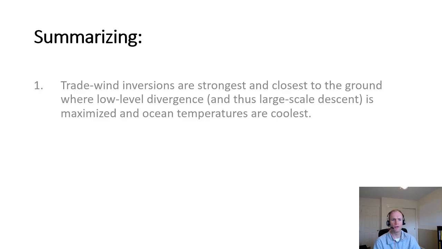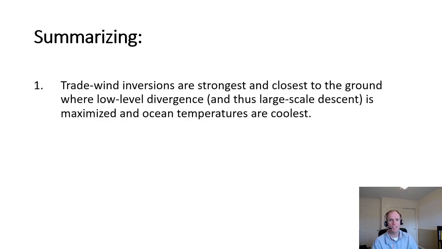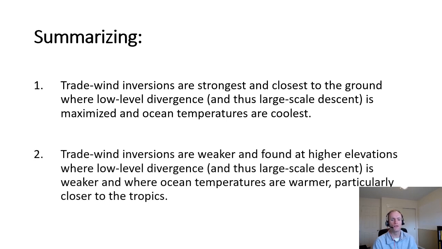So putting it all together, the trade wind inversions are strongest and closest to the ground where that low-level divergence, and thus the forcing for large-scale descent, is maximized and ocean temperatures are the coolest, thanks to that southward directed ocean current. Remember our previous video: integrating divergence upward from the surface is associated with forcing for sinking motion. Trade wind inversions conversely are weaker and are found at higher elevations where that low-level divergence and thus the forcing for large-scale descent is weaker and where ocean temperatures are warmer, particularly closer to the tropics.